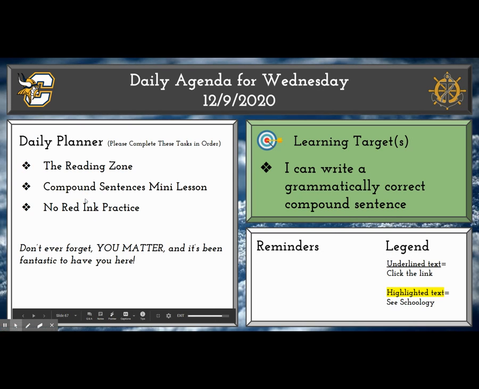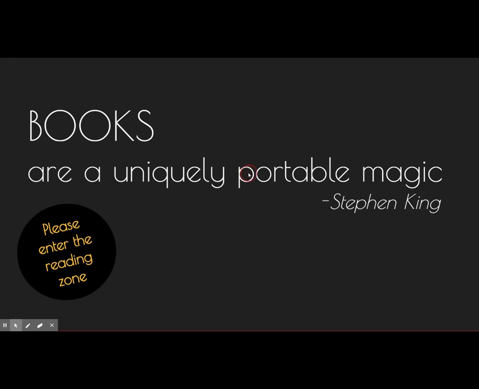So we're in week 3, and then Wednesday. Here's what we're doing for today. You already did the reading zone. Don't forget to fill out your reading zone guides, by the way. Next, compound sentences mini lesson. You're going to take a look at that in just a moment, and I'm going to walk you through that information. And then at the end, you're going to do No Red Ink practice. Your learning target for today is: I can write a grammatically correct compound sentence. That is the goal. That's what we're doing for the day, and we're hoping that by the time we're done, you will be able to do your own. We'll have to see if we can get there. All right, let's get into it.